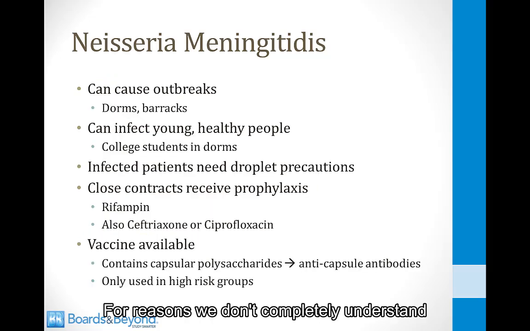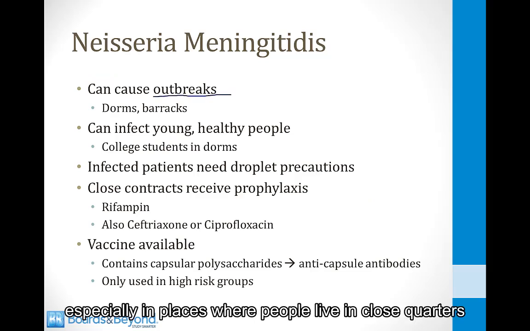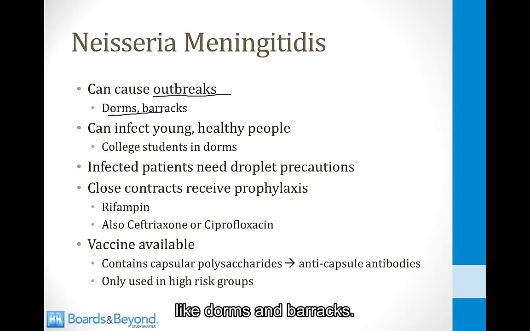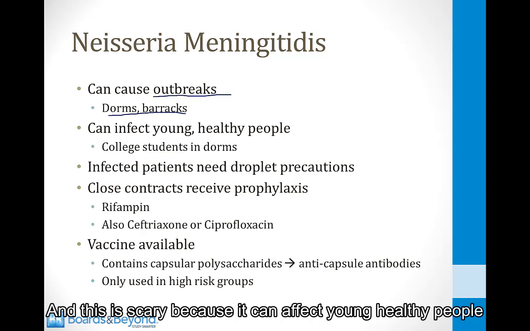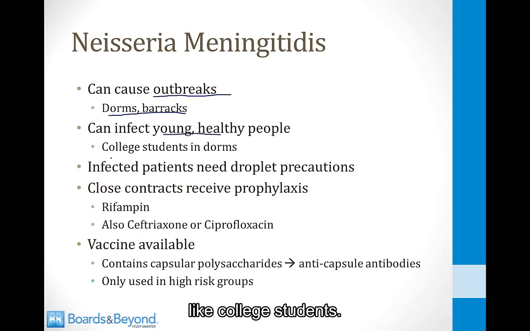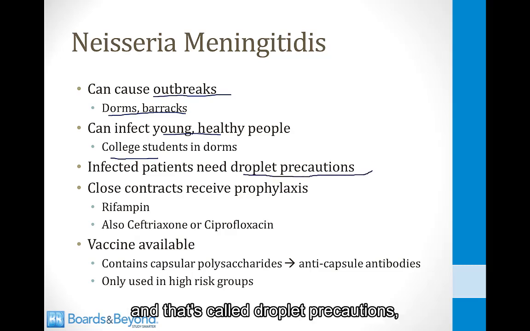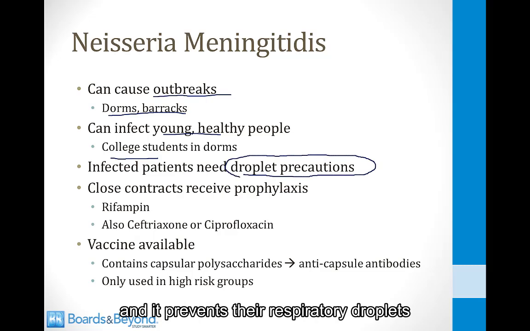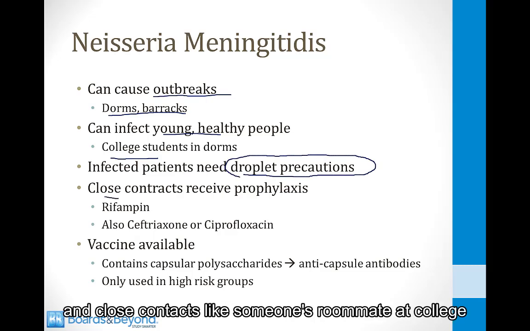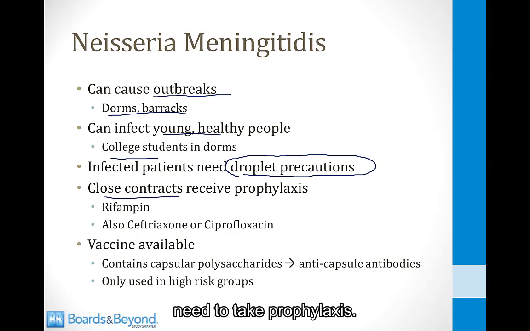For reasons we don't completely understand, Neisseria can cause outbreaks, especially in places where people live in close quarters like dorms and barracks. And this is scary because it can affect young, healthy people like college students. So patients who get infected need to wear a mask, and that's called droplet precautions, and it prevents their respiratory droplets from getting to other people. And close contacts, like someone's roommate at college, need to take prophylaxis.